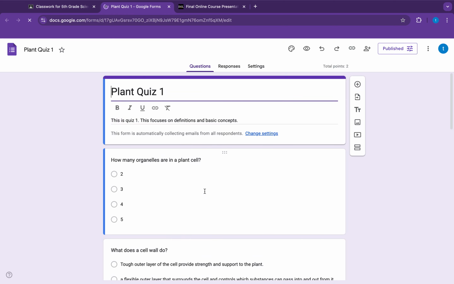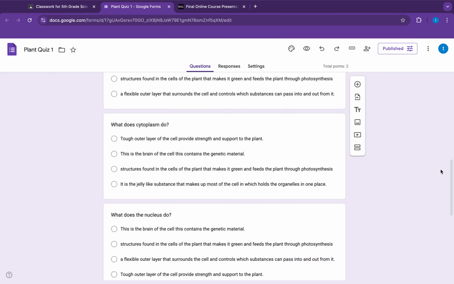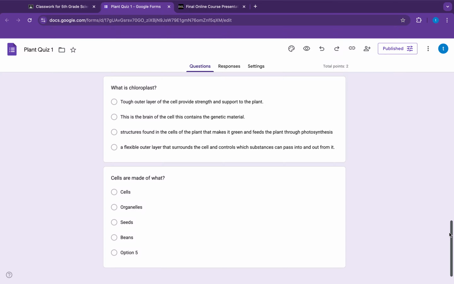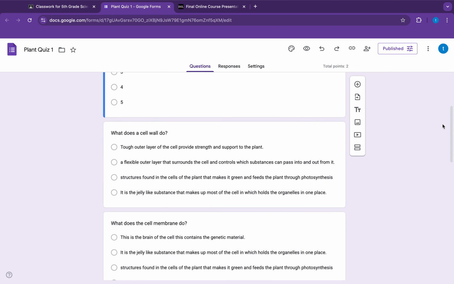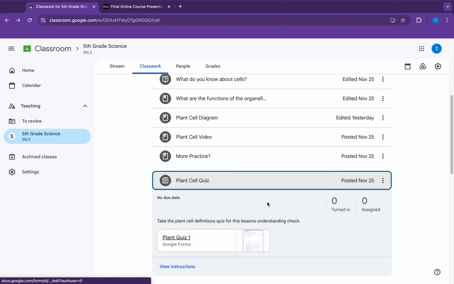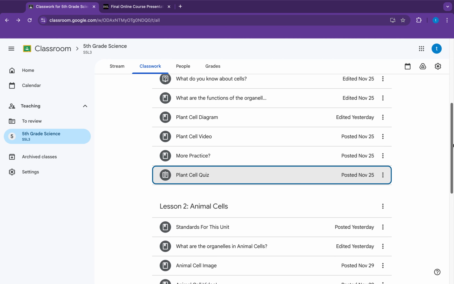Now, this quiz right here is what I'm actually going to use for the students to learn, and that's how I'm gauging. But they have plenty of opportunity to play with the word walls and check back and watch the videos for extra help before they take this quiz. And that will wrap up the plant cell section.